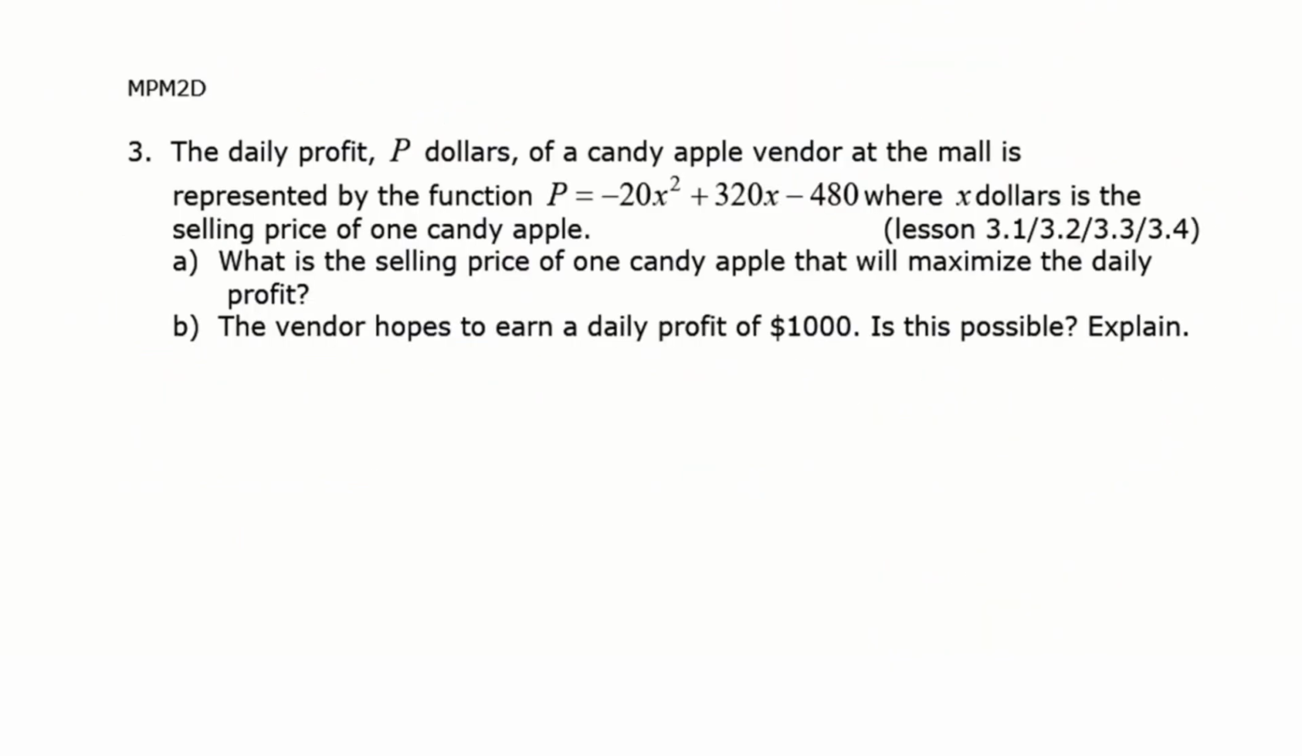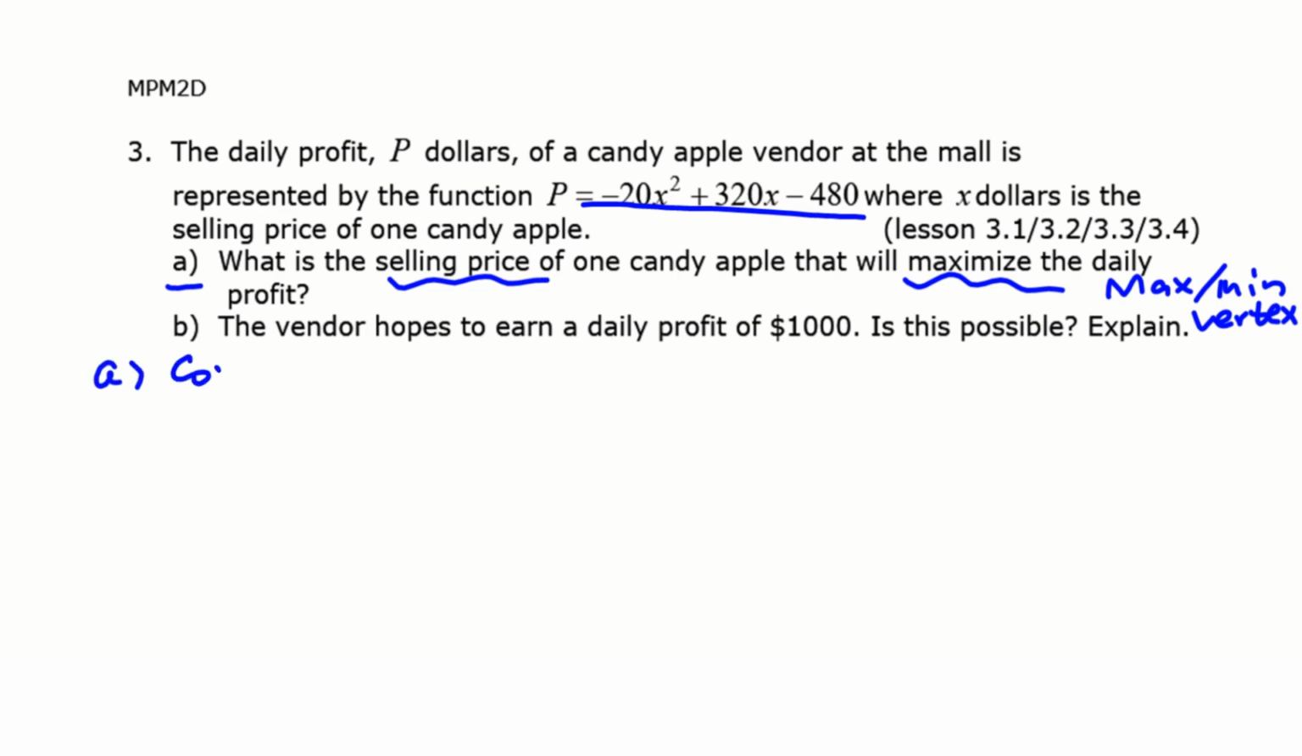And the next one is the equation given. Question A asks you what's the selling price that will maximize. Whenever you see maximum, minimum, then you know you are looking for vertex. And given is standard form, so we are going to complete the square.